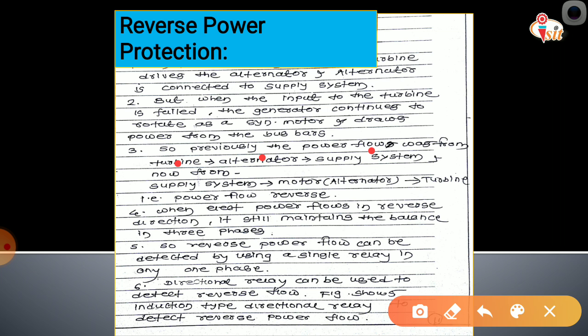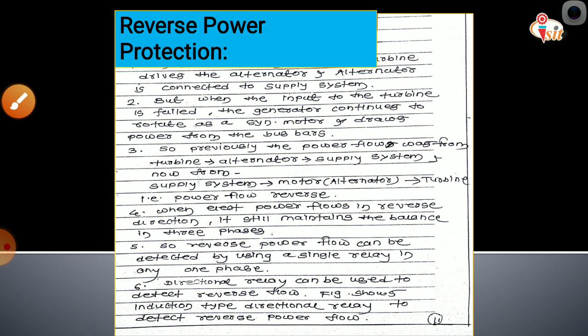So the reverse power flow can be detected by using the single relay in any one phase, and the directional relay can be used to detect the reverse flow. So in that case जर ह्या कंडिशनला पॉवर रिव्हर्स होत असेल तर आपणाला फक्त एक सिम्पल डायरेक्शनल रिले यूज करायचा आहे. डायरेक्शनल रिले की जो पॉवर सेन्स करेल की पॉवर रिव्हर्स डायरेक्शनला फ्लो होत असेल. सो डायरेक्शनल रिले आपण यूज करतो आहे.